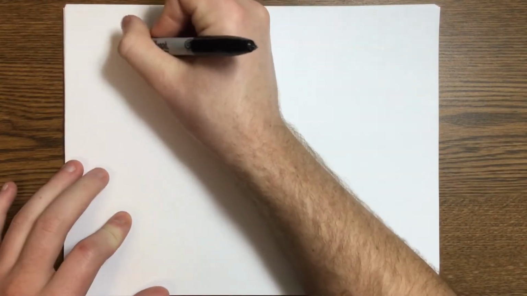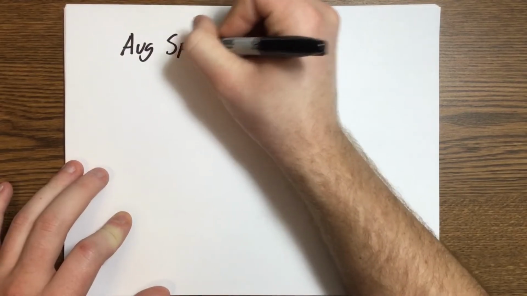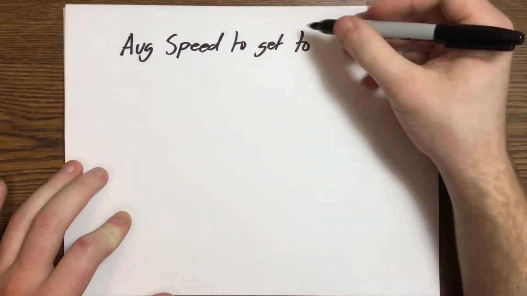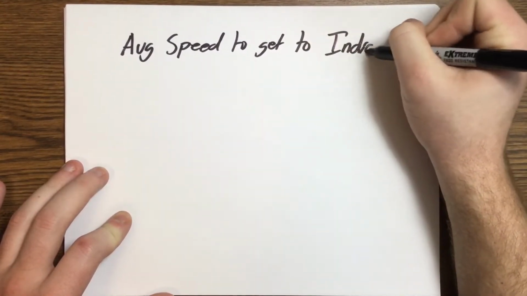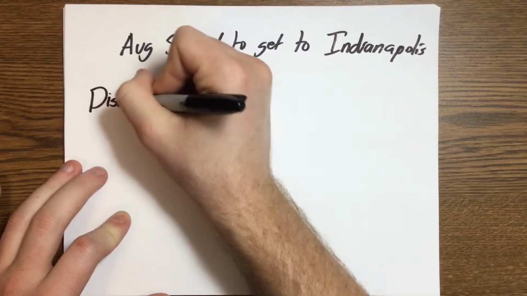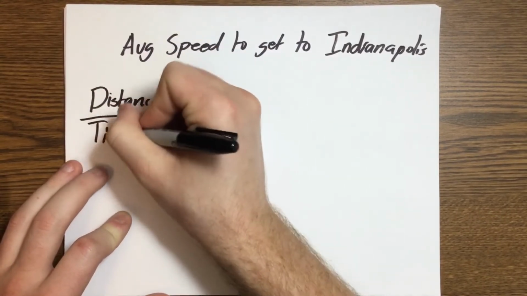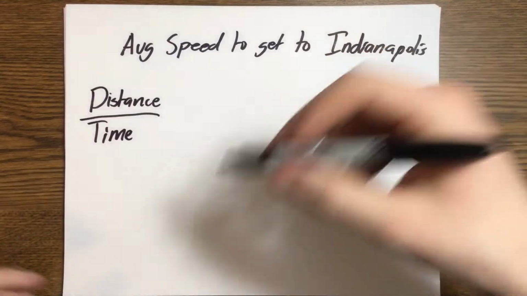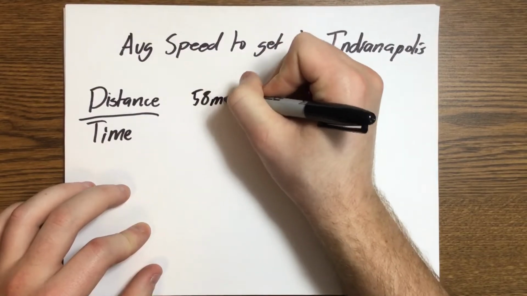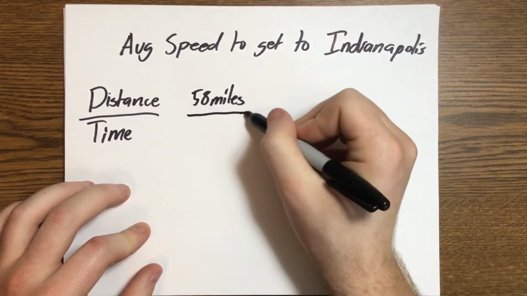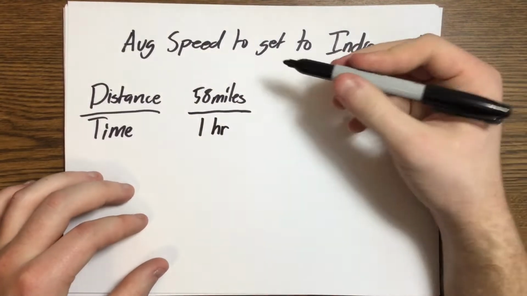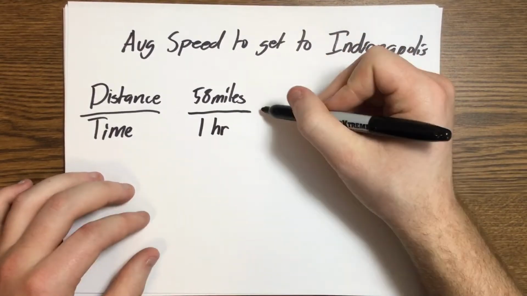So, my average speed to get to, I don't know, let's say Indianapolis. I can solve this with the distance over time equation. So, the distance to get to Indianapolis from where I am is about 58 miles. And it says it's going to take me around 60 minutes to get there, so 1 hour. This is an easy equation. So we have 58 divided by 1. We know that's still 58.